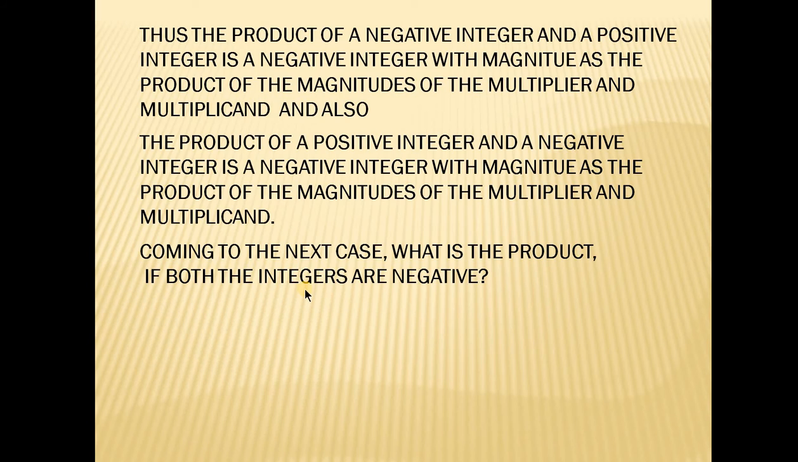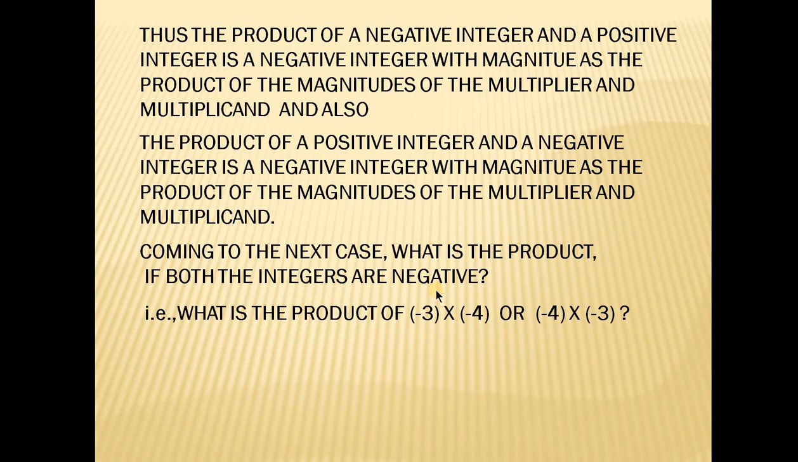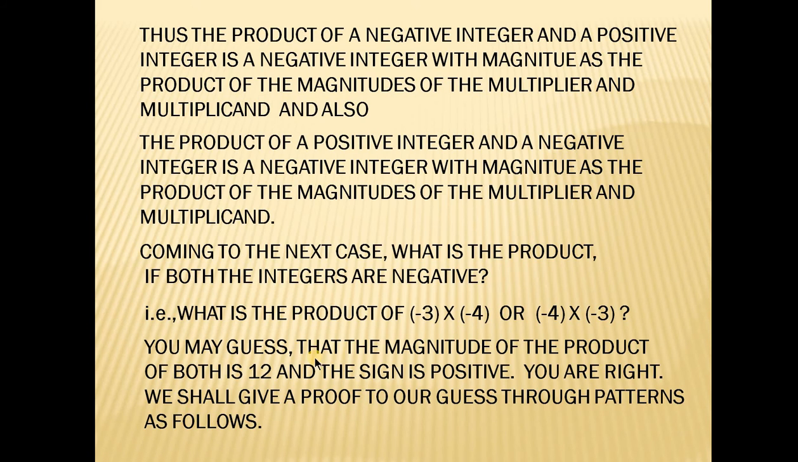Coming next, what is the product if both the integers are negative? How will you interpret? It's a somewhat difficult thing. You will be guessing what is the product of this and this. You can guess and say that the magnitude of the product of both is 12. You are sure about the magnitude. The magnitude of negative 3 is 3. The magnitude of negative 4 is 4. So what you are sure about, 3 fours are 12.